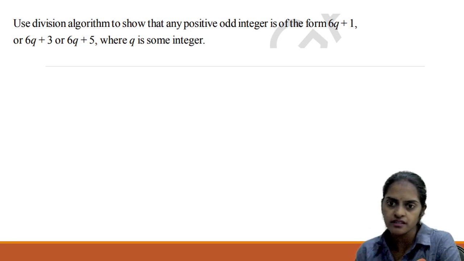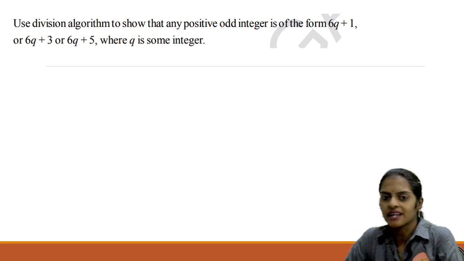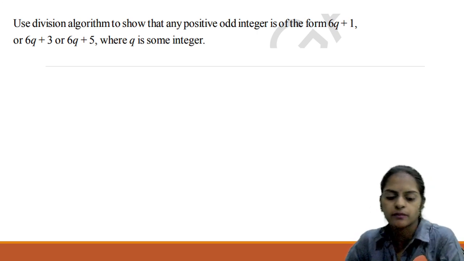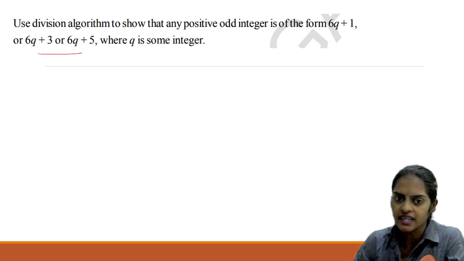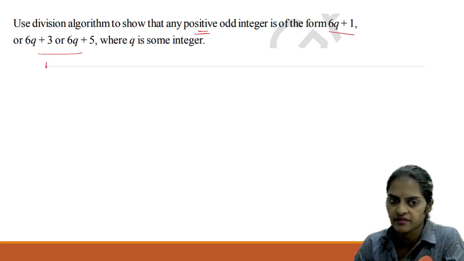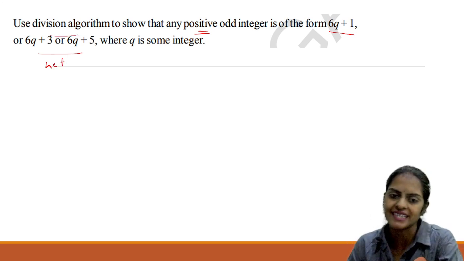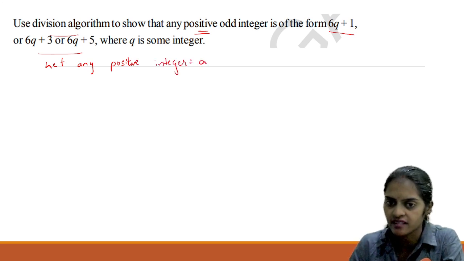Look at the next question. So here you have any positive odd integer, you have to prove it is of the form 6q plus 1, 6q plus 3 and 6q plus 5. Okay, so let us take any positive integer first. And we have to prove using Euclid's division algorithm. Okay, so let any positive integer be, I'm taking it as a.